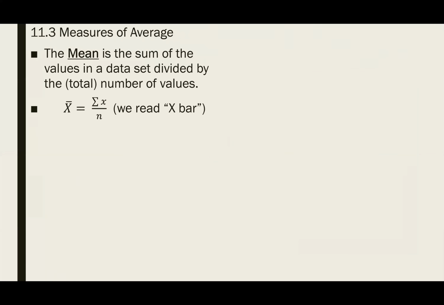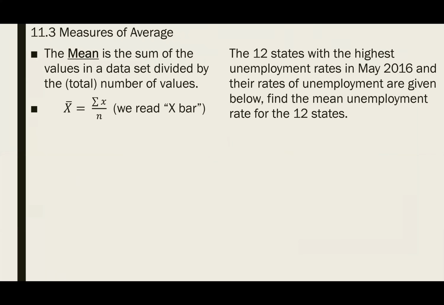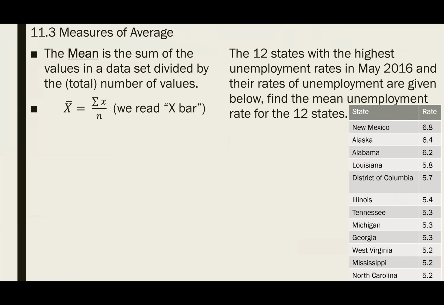So let's remind ourselves: the mean is the summation, add all of your values up and divide by the total number of values. This is what they give you. As you can see, this is your table, not a frequency distribution table, because they give you different rates. They tell you the 12 states with the highest unemployment rate in the United States in May 2016, and their rates of unemployment are given below. Find the mean unemployment rate for these 12 states.